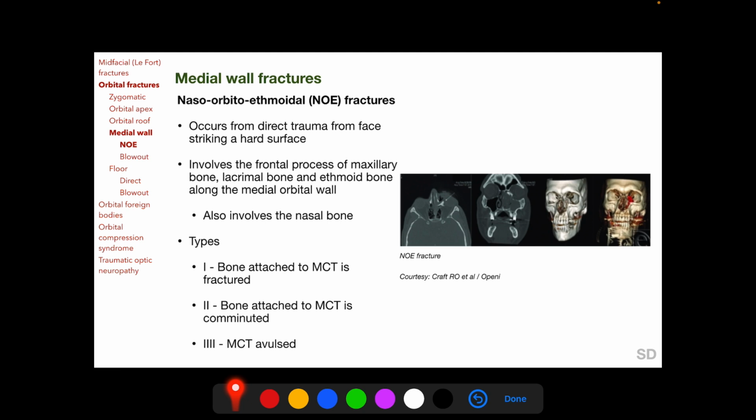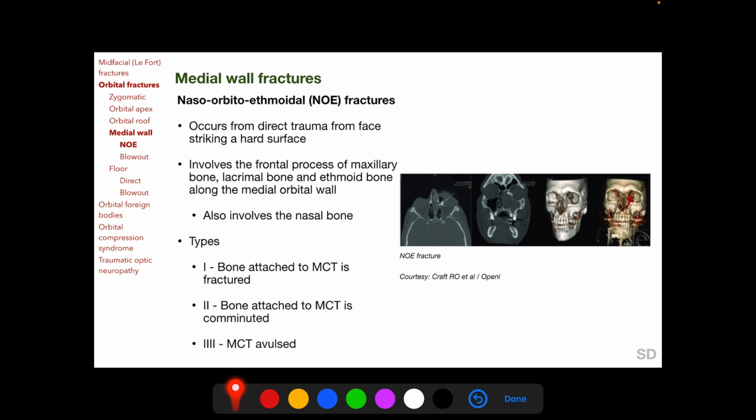NOE fractures occur from direct trauma when the face strikes a hard surface, and it involves the frontal process of the maxillary bone, lacrimal bone and ethmoidal bone, which all lie along the medial orbital wall. It can also involve the nasal bone, which makes up the bridge of the nose, as we see here. NOE fractures can be classified into three types.